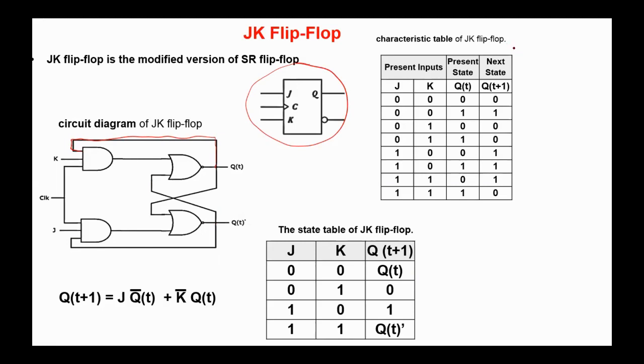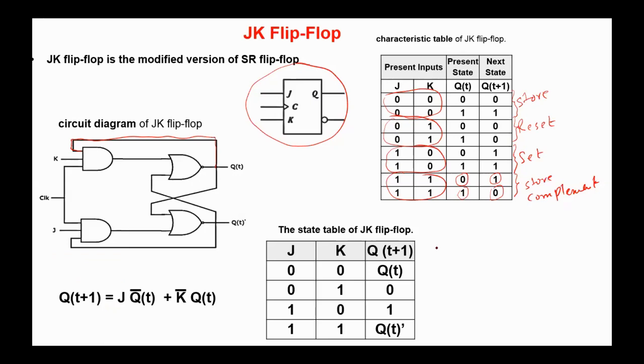Here is the characteristic table for the JK flip-flop. On 0, 0, we have store. On 0, 1, reset. On 1, 0, set. And on 1, 1, store complement. If the present state is 0, the next state will be 1. And if the present state is 1, the next state will be 0. So here we have no undefined state like in the SR flip-flop.